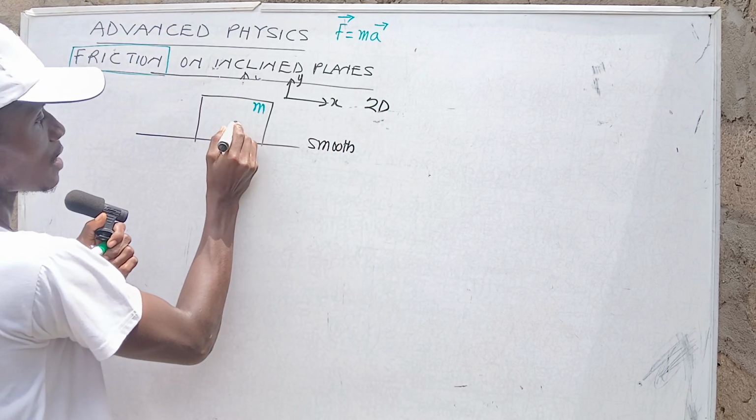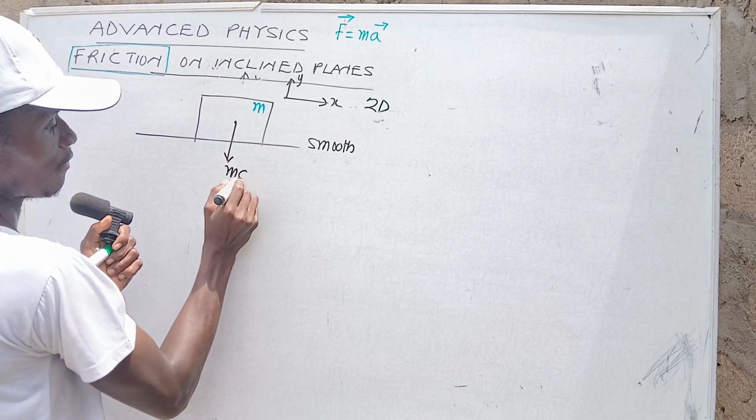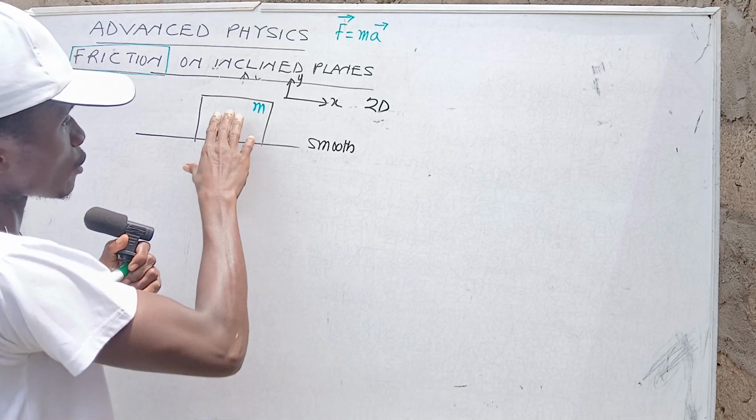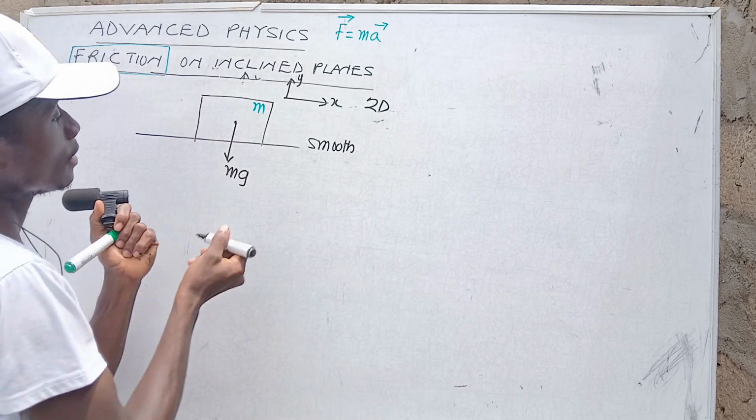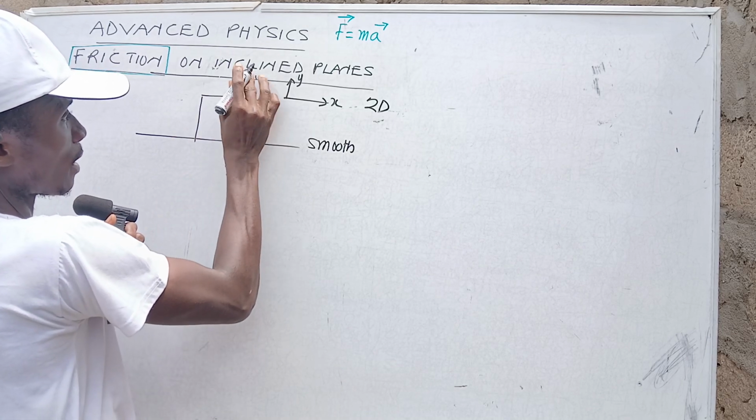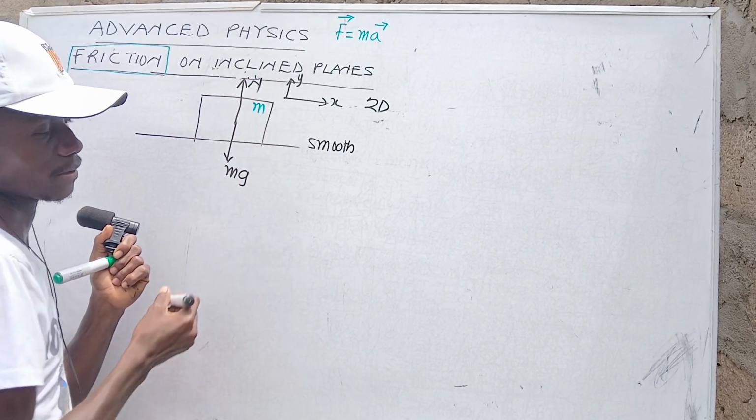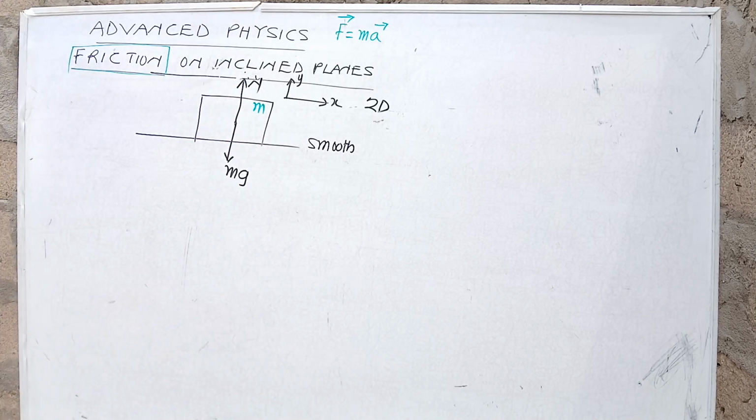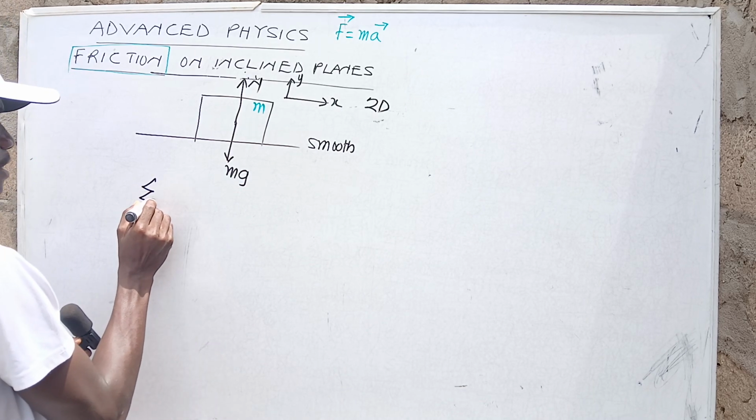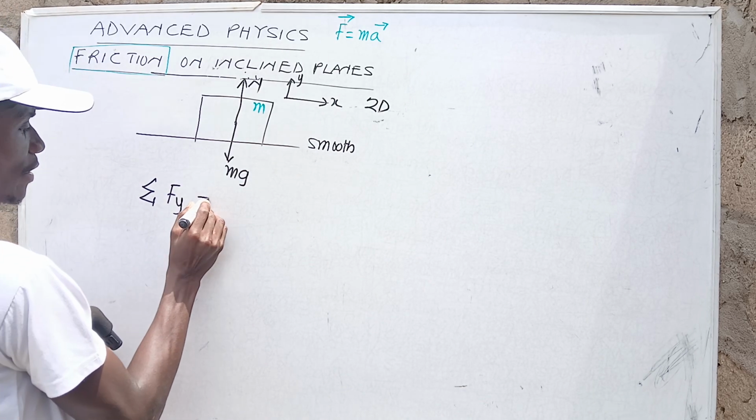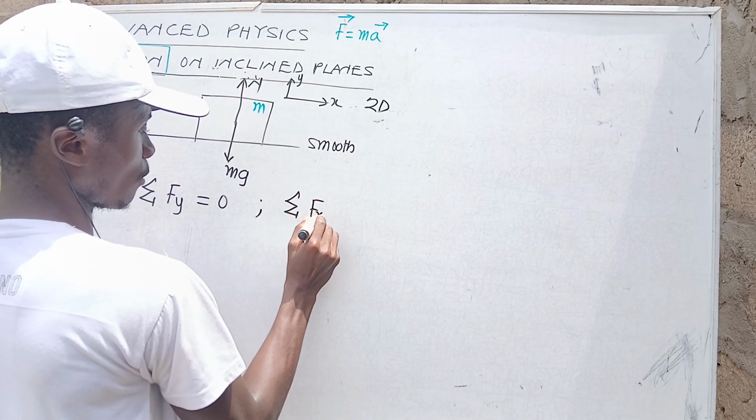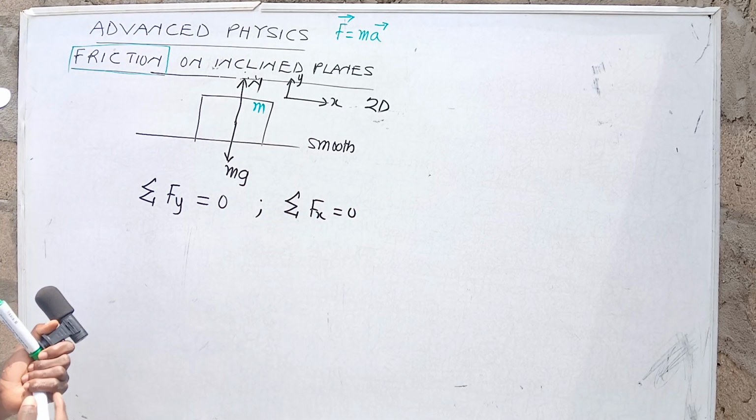So looking at the forces in the vertical direction, you have the force due to gravity, which is mg. And because the block is not moving vertically anywhere, we have another force which is equal in magnitude but opposite in direction to mg. We call that normal reaction force. So then it turns out that the sum of all forces in the vertical direction should be equal to 0. Then the sum of all the forces in the horizontal direction should also be equal to 0.